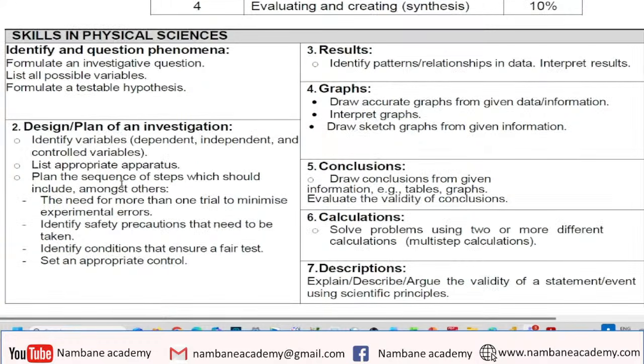And then we must also identify the controlled variable. We must be able to list the apparatus that we use to conduct this experiment. All the prescribed experiments, any one of them can appear in a paper, and learners may be asked to identify the variables and the apparatus. So it is important that we conduct these experiments. It is important that we write the worksheets where we will be assessed on these skills that I am reading out to you. So the plan, the sequence of steps, you must be able to give details.